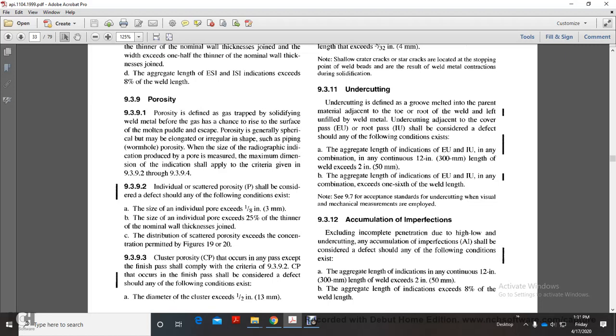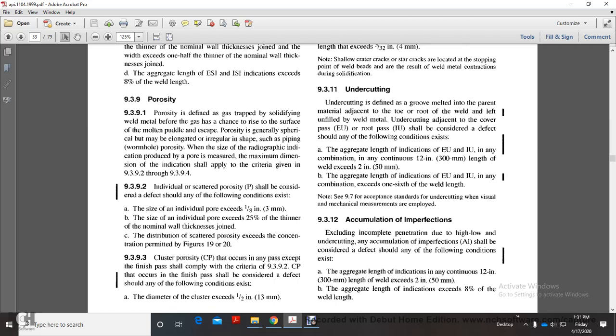Alright, I believe we're on undercutting. Undercutting is defined as a groove melted in the parent material adjacent to the toe or the root of the weld and left unfilled with weld metal. Undercutting adjacent to the cover pass is EU. Root pass is IU. It should be considered a defect should any of the following conditions exist.